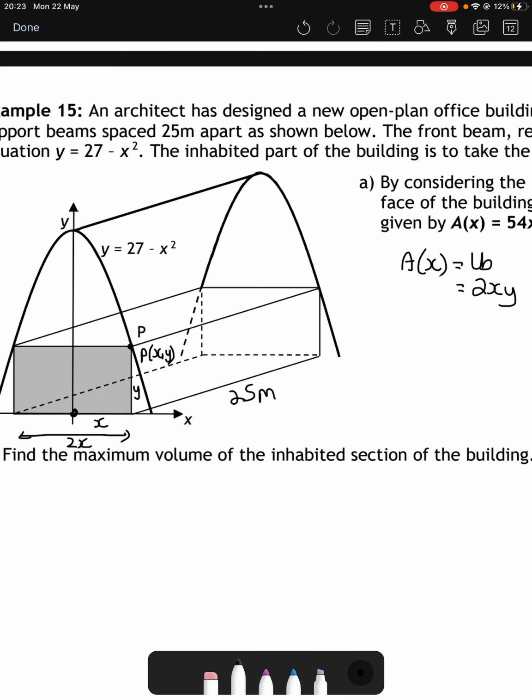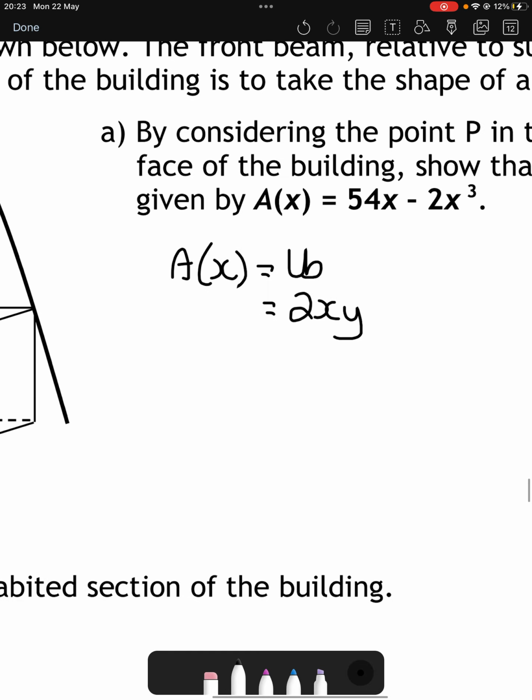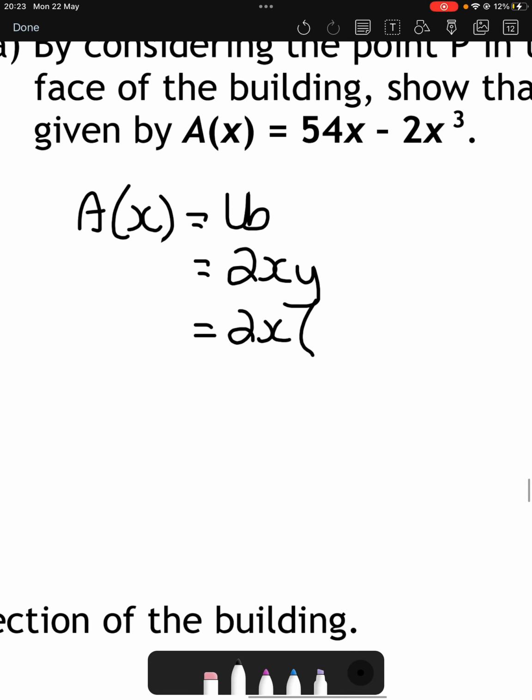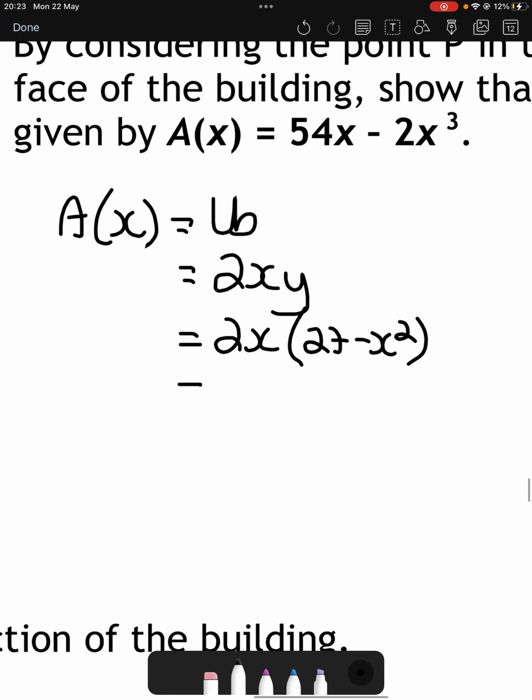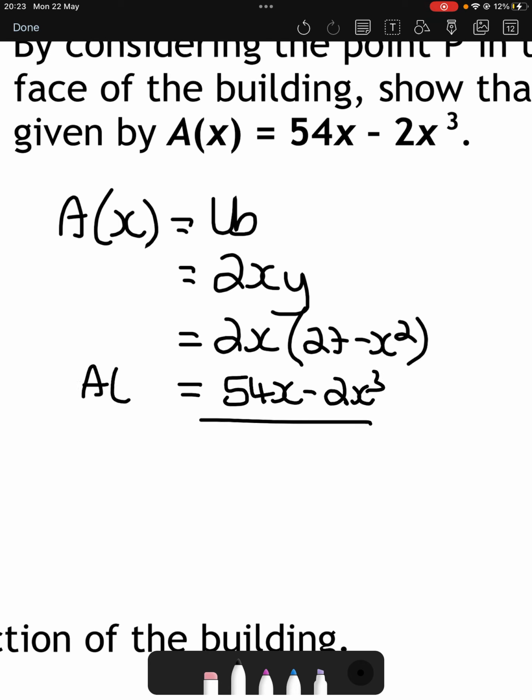Now, what do we know about y? Well, because our answer only has x in it, we know that y is in fact that. So we have 2x times y, which is 27 minus x squared. If we multiply that out, we're going to get the answer that's directly above. So a wee bit sneaky in terms of the way it's asked, but it's just trying to simplify things down. What do you know about a point? It's a point x, y, and we have a relationship between x and y because obviously we're working with graphs.